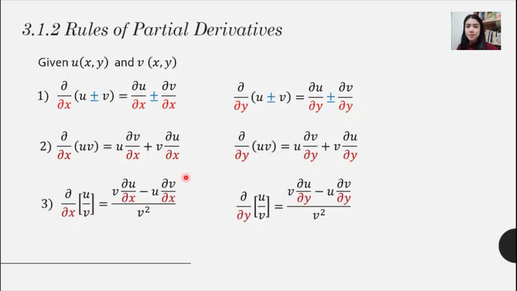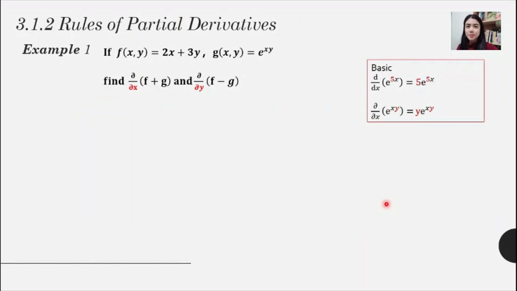And now we go for the third rule, that is the quotient rule. It's the same as what we learned in Calculus 1: the quotient rule is v du minus u dv over v squared. It's just that in partial derivatives, you change the d to del. So instead of v du, we have v del u minus u del v, over v squared. And same as before, if this is del x, all of them are del x. If this is del y, all of them are del y. So these are the three rules that we're going to use later.